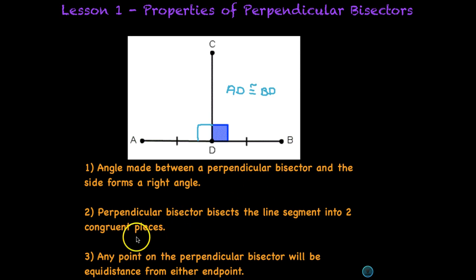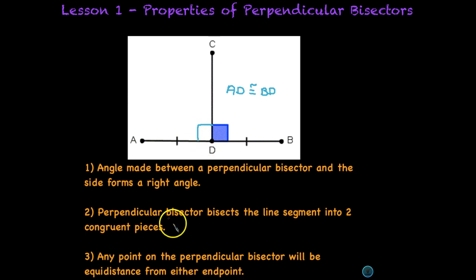Finally, here's the big point. Number 3. Any point on the perpendicular bisector will be equidistant from either endpoint. What does that mean? That means if I take point D here, which is on the perpendicular bisector, it is equidistant from A as it is from B. So for example, if the distance from A to D was 5, well then the distance from D to B would also have to be 5.